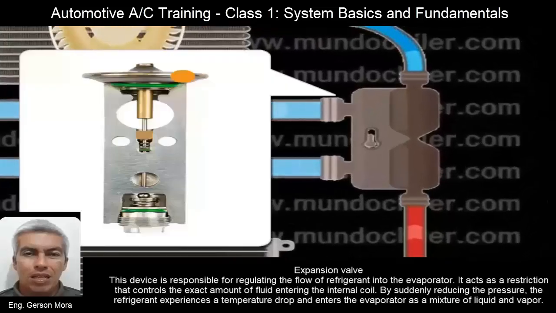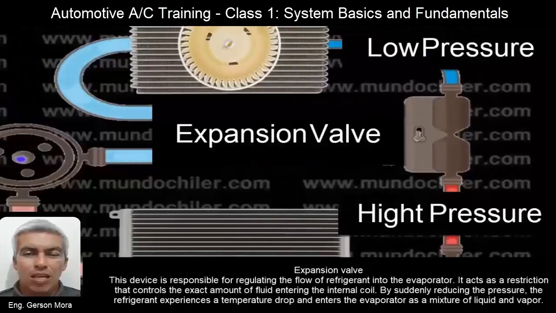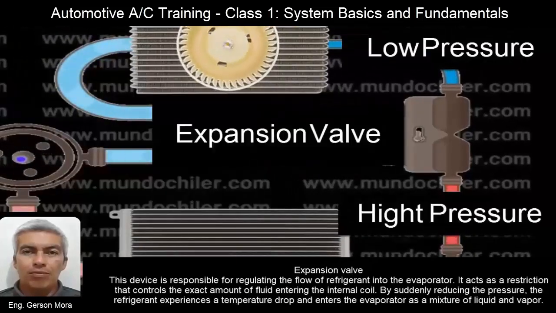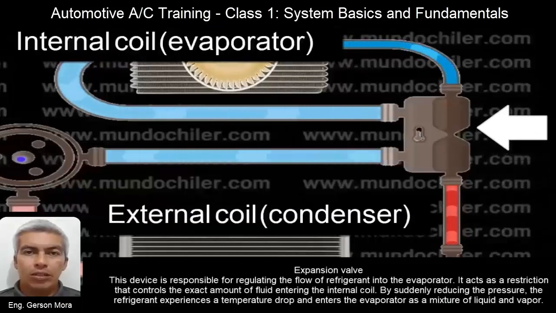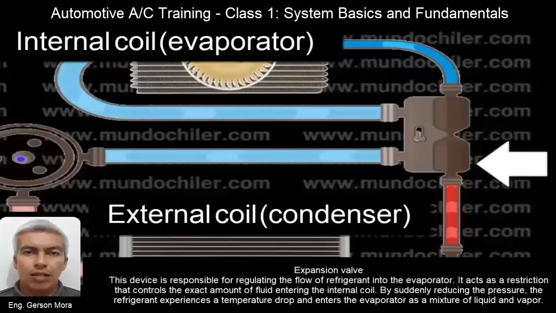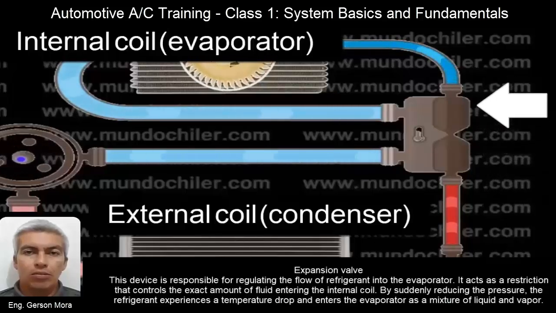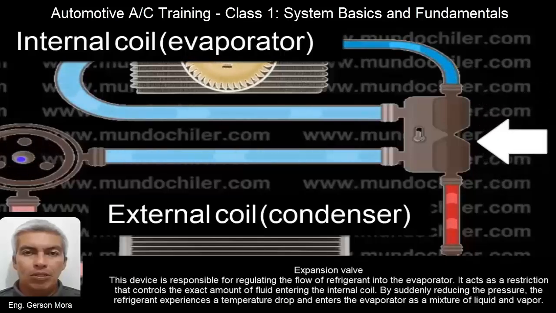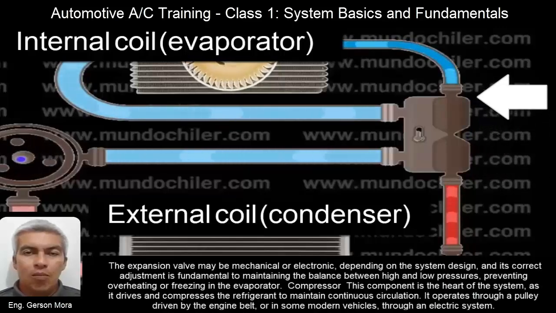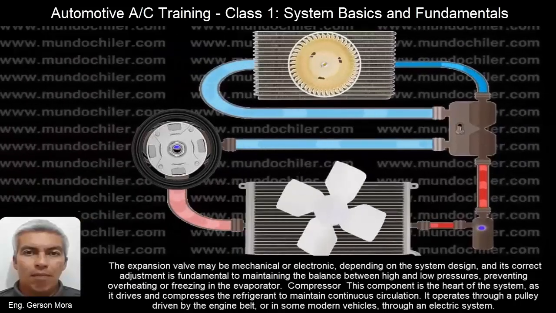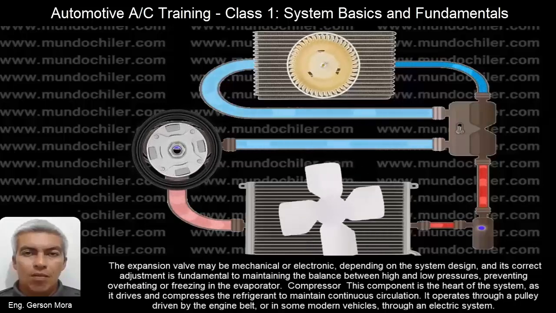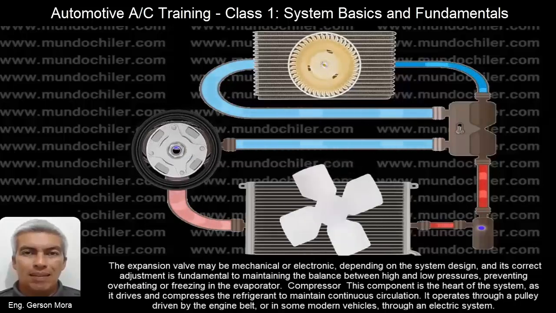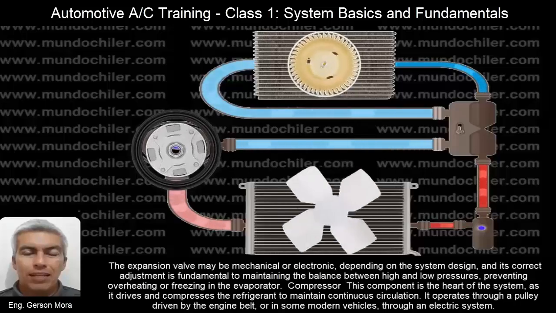Expansion valve. This device is responsible for regulating the flow of refrigerant into the evaporator. It acts as a restriction that controls the exact amount of fluid entering the internal coil. By suddenly reducing the pressure, the refrigerant experiences a temperature drop and enters the evaporator as a mixture of liquid and vapor. The expansion valve may be mechanical or electronic depending on the system design, and its correct adjustment is fundamental to maintaining the balance between high and low pressures, preventing overheating or freezing in the evaporator.